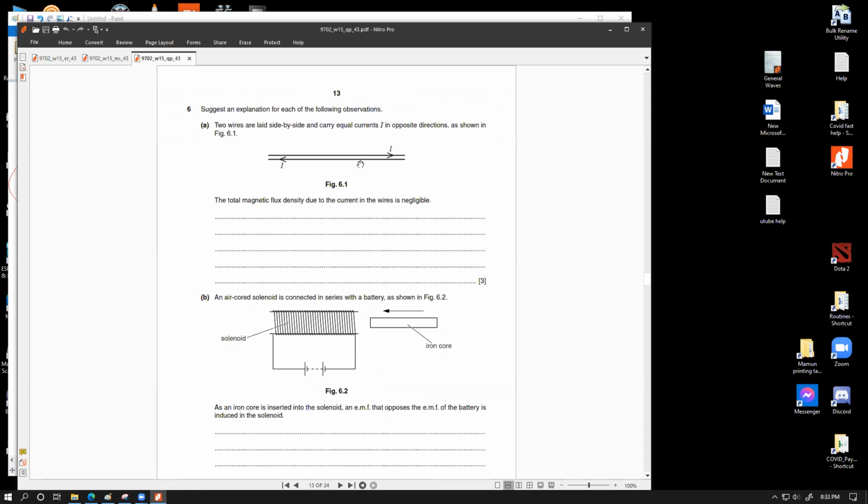So that's what I believe they mentioned, that have we read the question. Two wires are side by side and carry equal currents I in opposite direction as shown in the figure 6.1. The total magnetic flux density due to the current in the wires is negligible. Total magnetic flux density means the total sum of the two magnetic field lines. This could have significant value for the space in between. That is a very small and very unique space compared to the whole around space of the wire pair. So they disregarded that part completely, went on for the more generalized explanation.